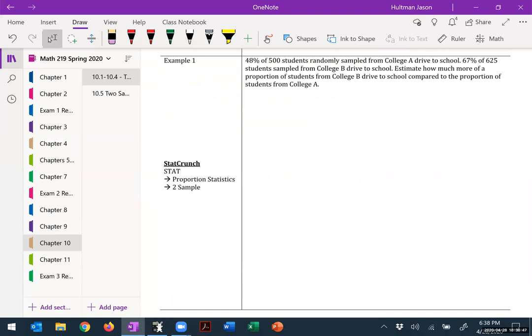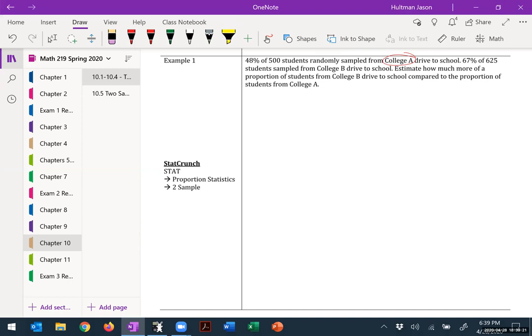Okay, let's try example 1. 48% of 500 students randomly sampled from college A. They're going to give us a lot of information, so we want to write down the information they give us and organize it, before we read it and then wonder what we just read and feel totally lost.